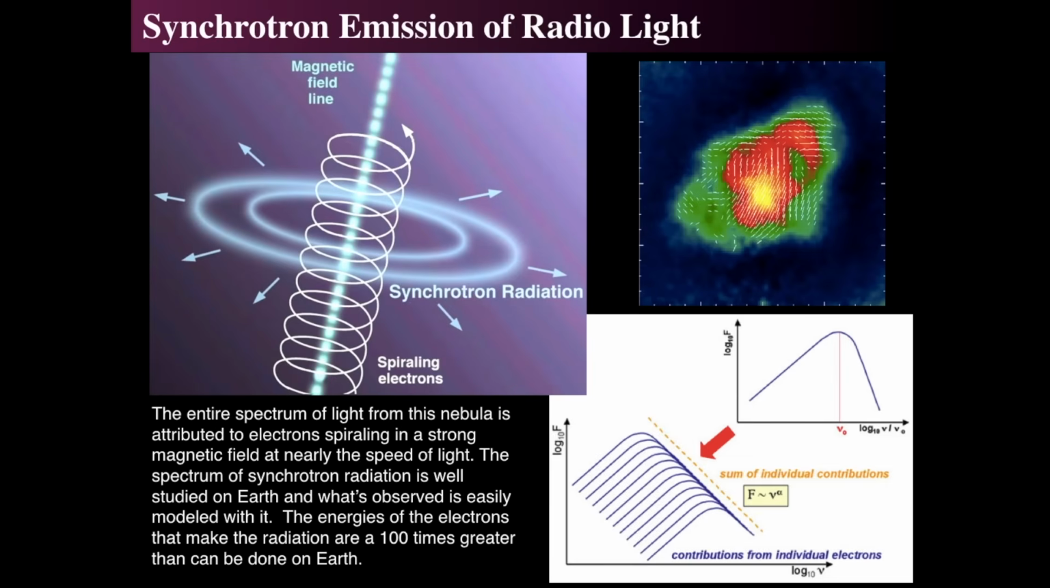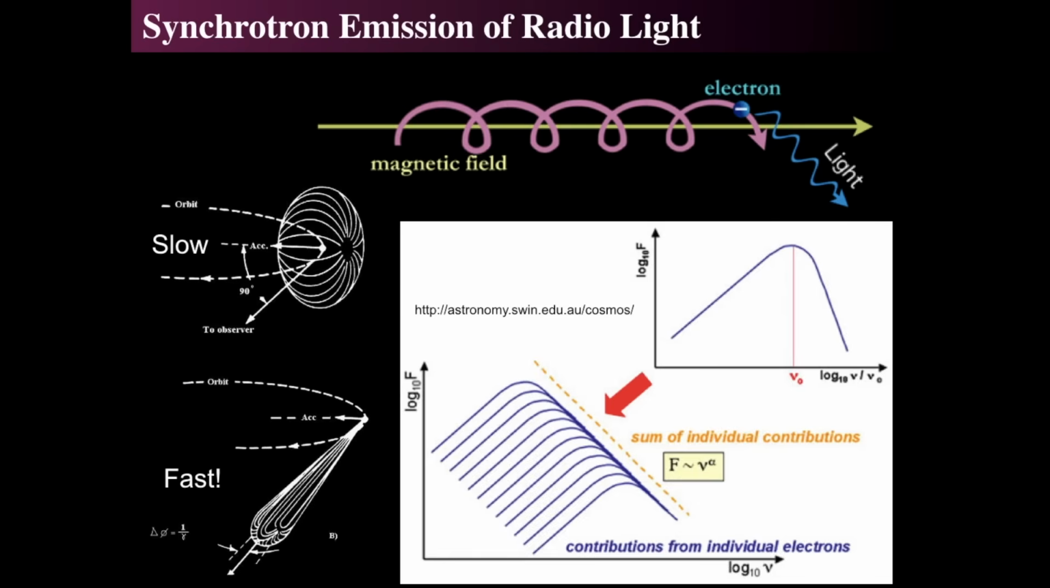And the electrons themselves are moving so incredibly fast. They're moving much faster than can be done in any particle collider on Earth, by hundreds of times. So something's driving the energy of the electrons inside the Crab Nebula up to energies that are much greater than we can reach in the Large Hadron Collider. And here's another view of the electrons spiraling in a magnetic field, and as they do so, they emit light.